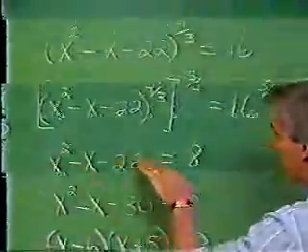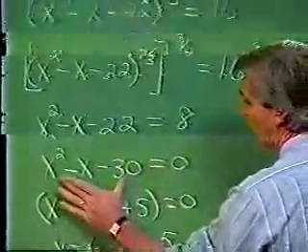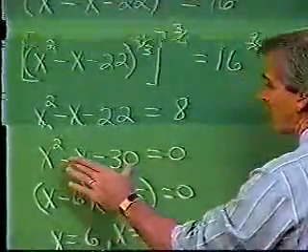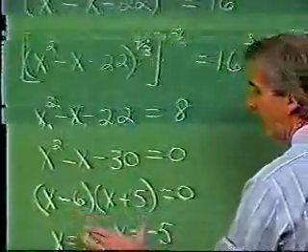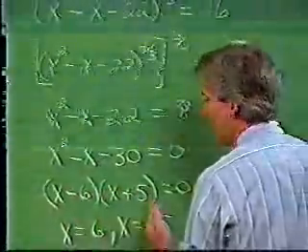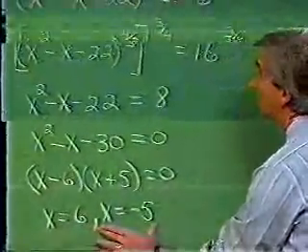All right, now with this equation, we subtract 8 on both sides, so we get x squared minus x minus 30. Factoring, x minus 6 times x plus 5, and the values of x that cause each factor to be 0 are x equals 6 and x equals negative 5.